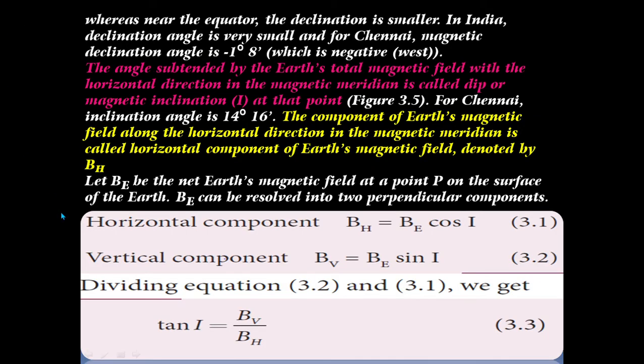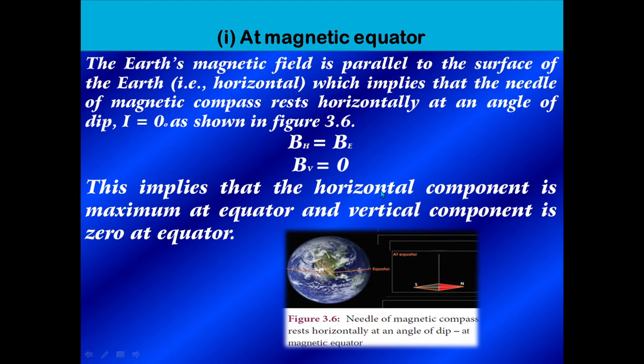Here, BE is the net Earth magnetic field. So, BH = BE, BV = 0. This implies that the horizontal component is maximum. This is a very important point for your objective type question. This implies that the horizontal component is maximum at equator and vertical component is 0 at equator.